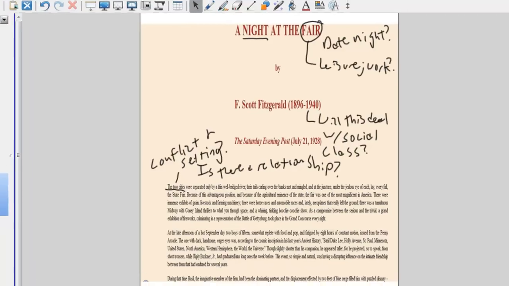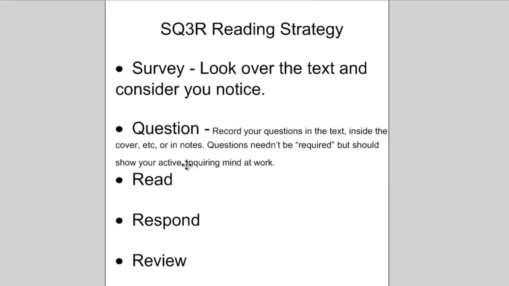And as we go back to what the SQ3R is, I question, and then I read. That's pretty straightforward. I read carefully, closely. I don't just rush to finish. And then I'm going to come back to these questions and respond. As I read, as questions happen, I'm going to write them down. As I read and questions change, I'm going to go back and revise them.